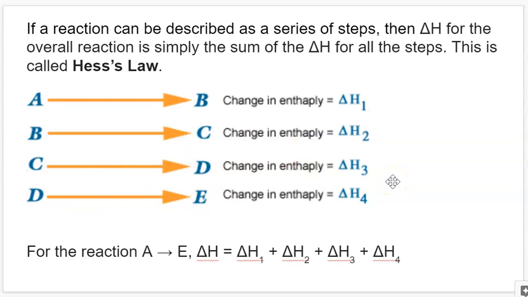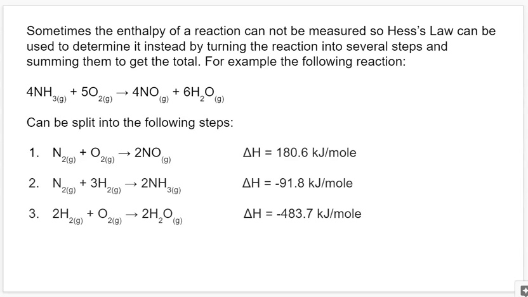But say I only want to know the enthalpy of A becoming E overall, so the reactant going to the final product, ignoring all of the intermediates. Well, since all of these steps have an enthalpy associated with them, the enthalpy of the full reaction of A becoming E is just going to be the sum of all of those individual enthalpies. So sometimes the enthalpy of a reaction can't be measured directly, so we use Hess's law to estimate it by turning it into a several-step reaction and summing them to get the total. And let's look at an example of that.